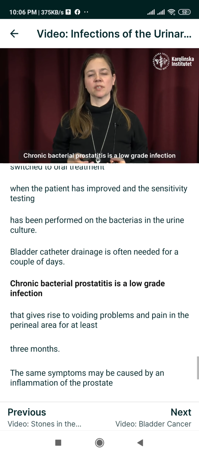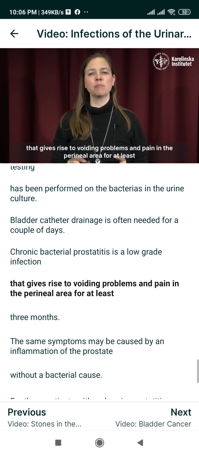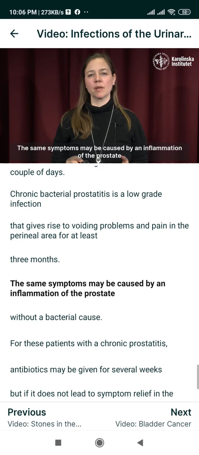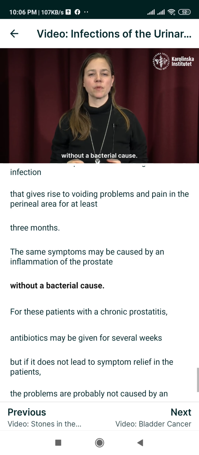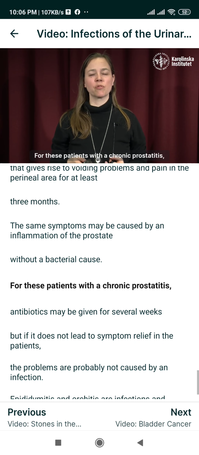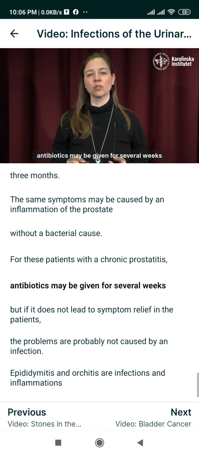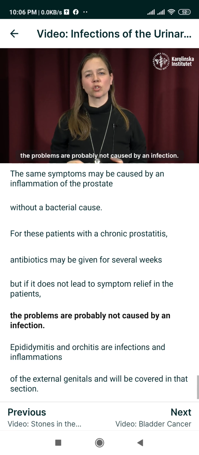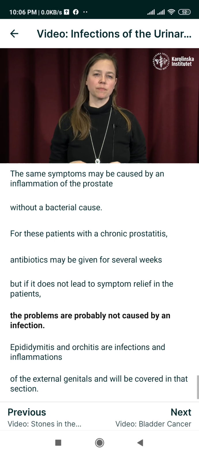Chronic bacterial prostatitis is a low-grade infection that gives rise to voiding problems and pain in the perineal area for at least 3 months. The same symptoms may be caused by an inflammation of the prostate without a bacterial cause. For these patients with a chronic prostatitis, antibiotics may be given for several weeks, but if it does not lead to symptom relief in the patients, the problems are probably not caused by an infection.